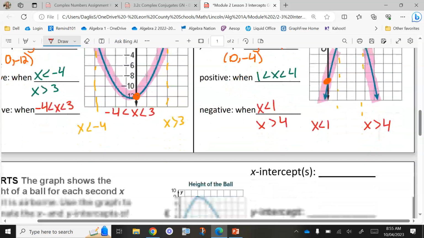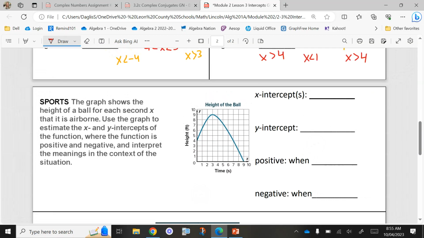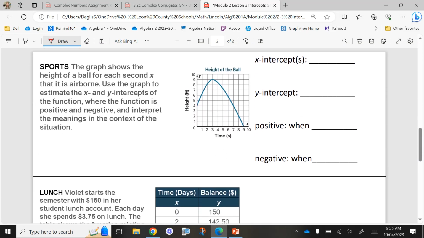Okay, going to the back. So now what we're doing on the back is we're giving these numbers context. Okay, we're giving them meaning. So the graph shows the height of a ball for each second x that is airborne. Use the graph to estimate the x and y intercepts of the function, where the function is positive and negative, and interpret the meanings in the context of the situation.